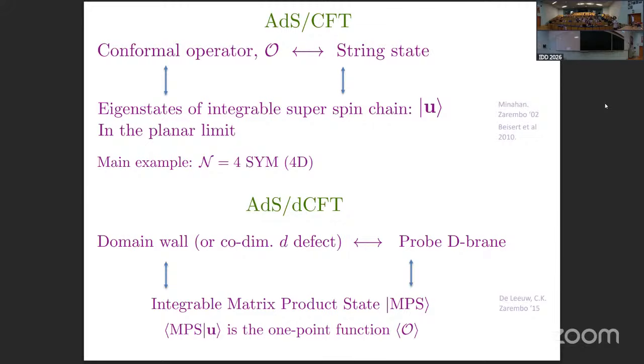Okay, then the defect setup is what happens if you introduce a domain wall, or more generally a codimension-d defect in the field theory, which corresponds, as I said, to introducing a probe D-brane on the string theory side. That again corresponds in the spin chain picture to introducing a matrix product state. And that represents these objects in the sense that if you take the overlap between this matrix product state, which is just a state of the spin chain, and an eigenstate representing some operator O, then that overlap gives you exactly the one-point function of that operator.